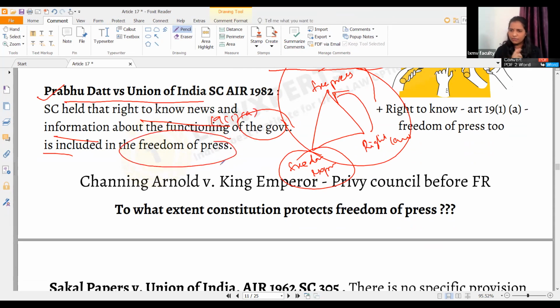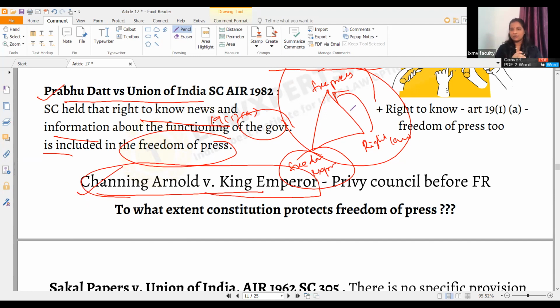Okay. So now we have this fundamental right. But before the fundamental right, whether this freedom of press was recognized? Yes, it was recognized in the case of Channing Arnold versus Emperor. This is a Privy Council case. This you can use for the introduction.